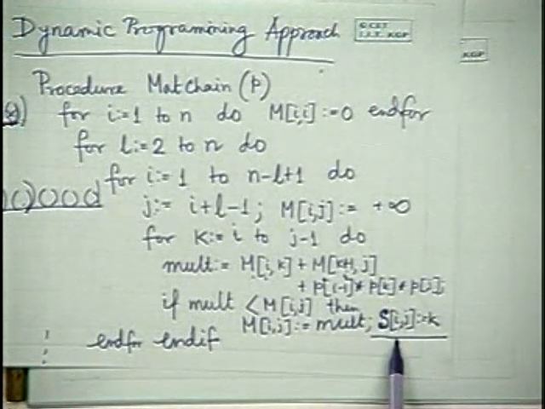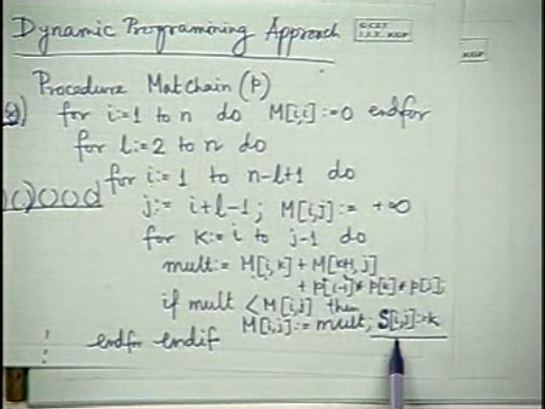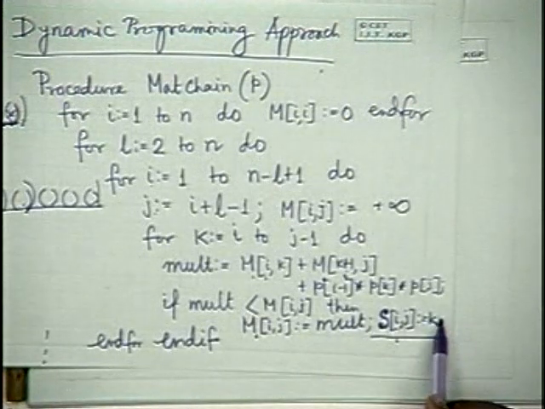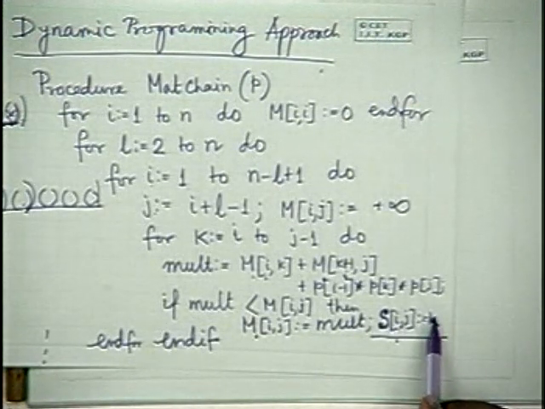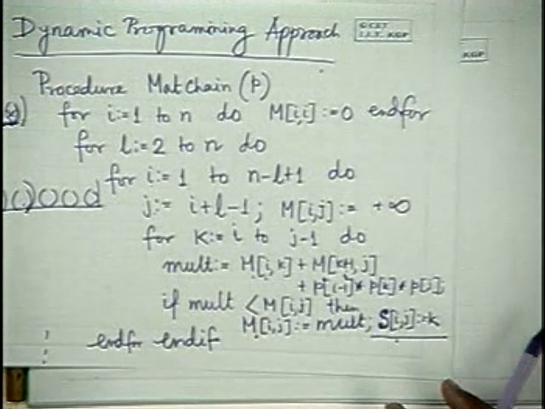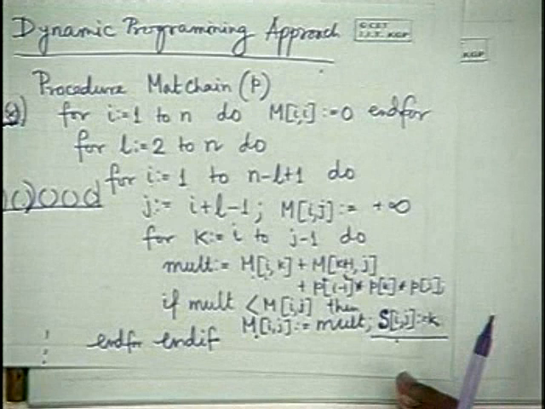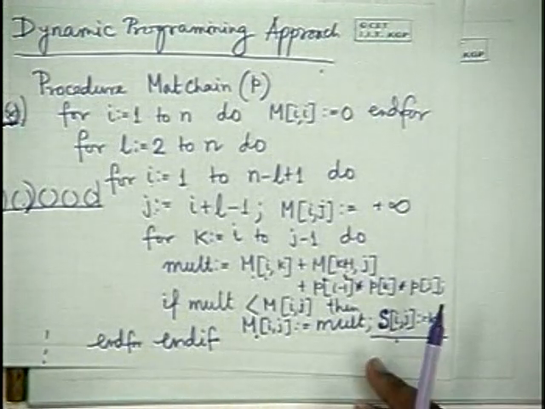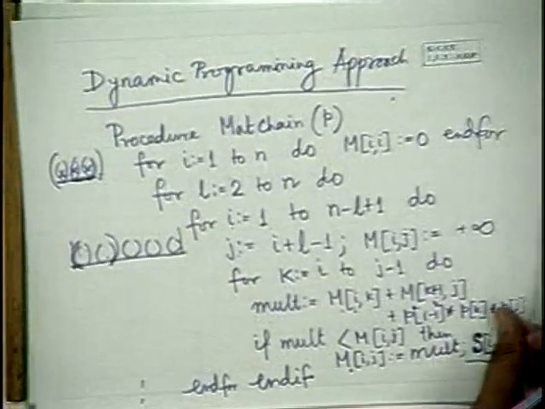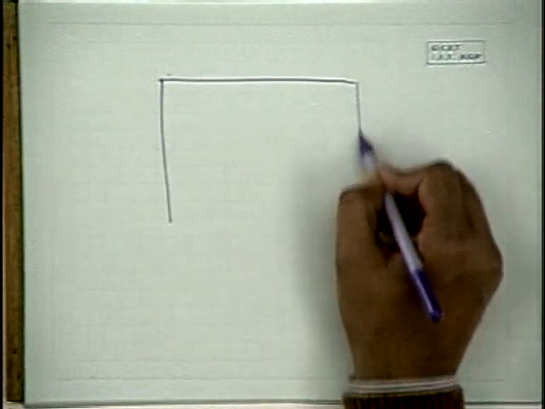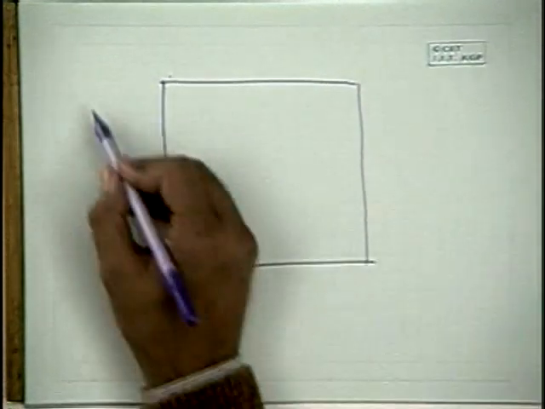And exactly that's what you are doing. Sij you are putting in k. So whenever you are updating Mij, that time you are putting the value of k, so that it tells you where you are cracking this sequence Ij. So once you remember that one, finally you can reconstruct this entire parenthesization. So if I draw the value of Sij, let me just tell you, the value of S will be like this, with this example.